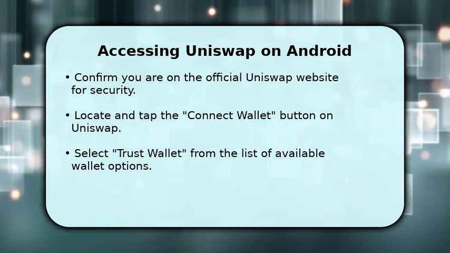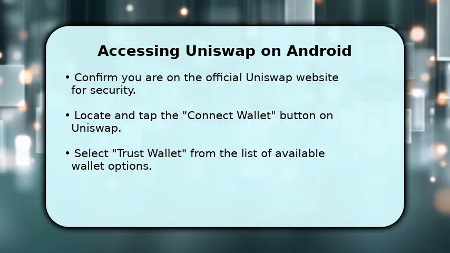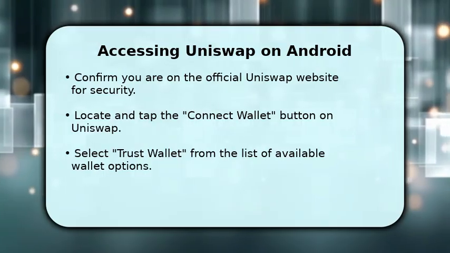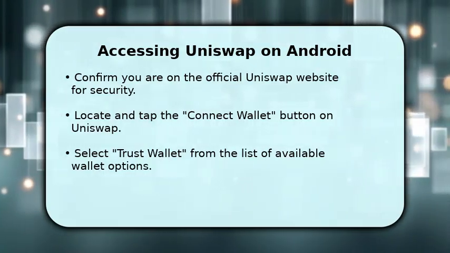Next, look for the Connect Wallet button, typically in the top right corner of the screen, and tap it. A list of wallet options will appear. Select Trust Wallet from this list.